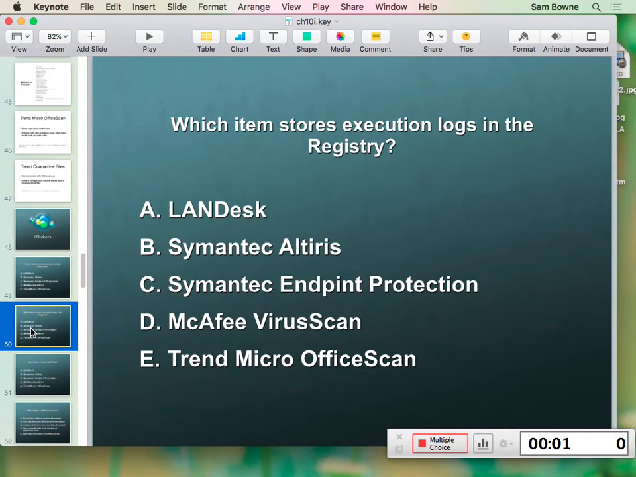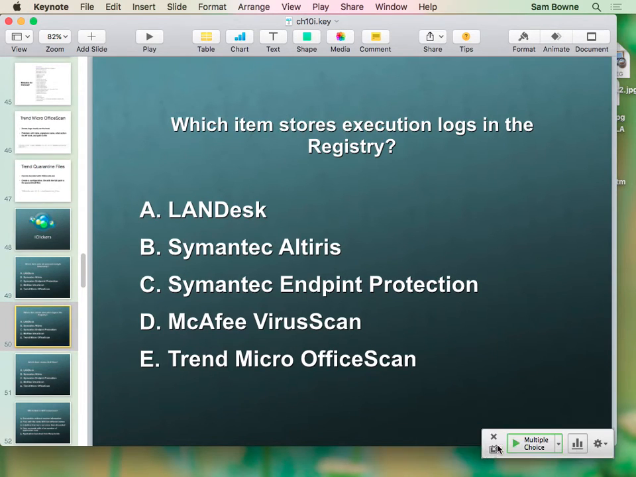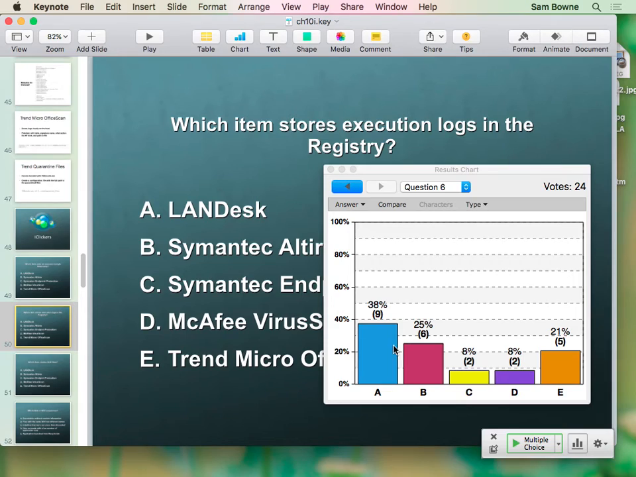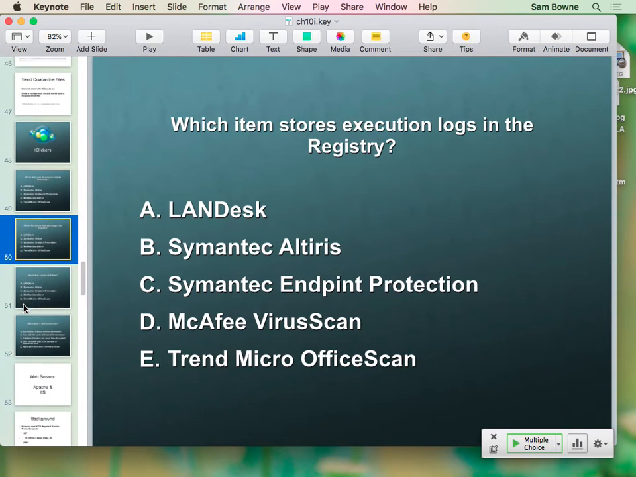All right. Which one puts execution logs in the registry? Quit at 25. All right, that was LANDesk. And it may not be as bad as I thought, because I don't think they log every time every app is run. They just log the first time it ran, the most recent time, and the count of how many in between. So it's not going to inflate the registry with quite as much junk as I thought.